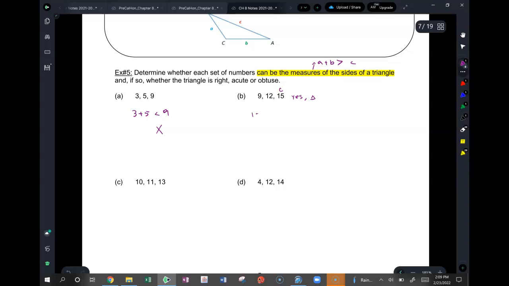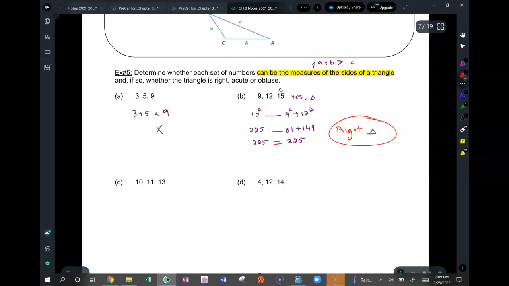So 15 squared. And then I like to leave a little blank here for the sign to go in. 9 squared plus 12 squared. 15 squared is 225. 81 plus 144. So this is 225. 225, so what sign should go in there? Equal to, so this is a right triangle.